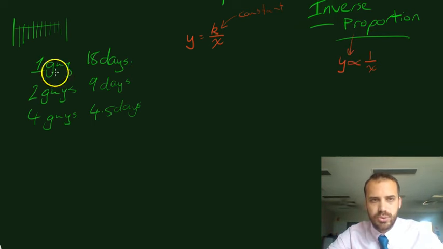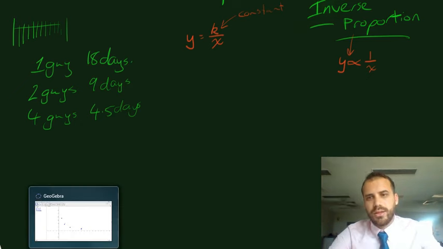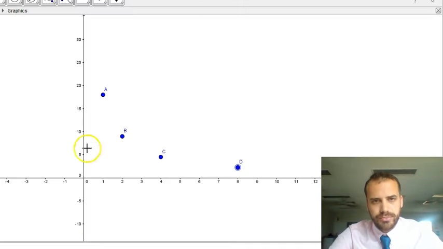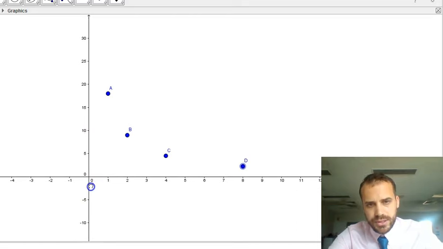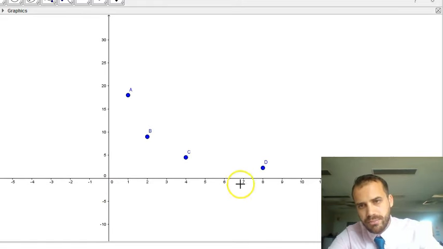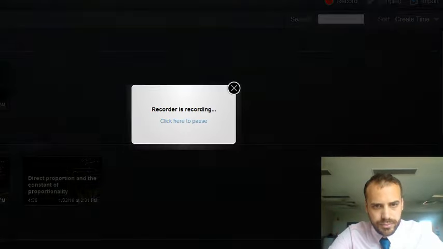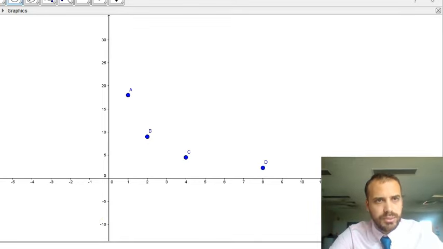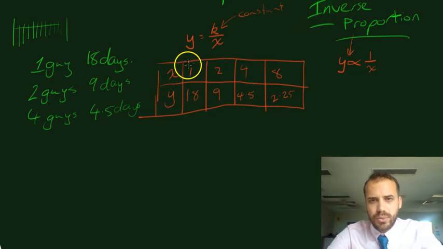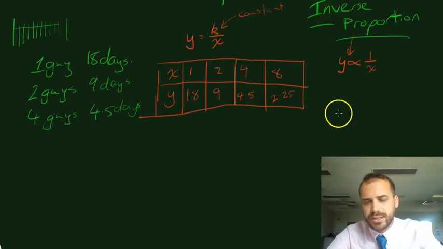Let's sketch this and see what it looks like. Let's do the fence example. So we'll jump into Geogebra and take a look. You can see here that if this is the number of people along the x-axis, and this is the number of days it takes, one person takes 18 days, 2 people takes 9 days, 4 people take 4.5, and I went all the way to 8 people take 2.25. Let's go back to where we were. And our table looks something like this. One person 18 days, 2 people 9 days, etc.